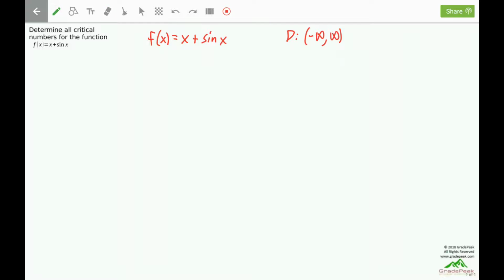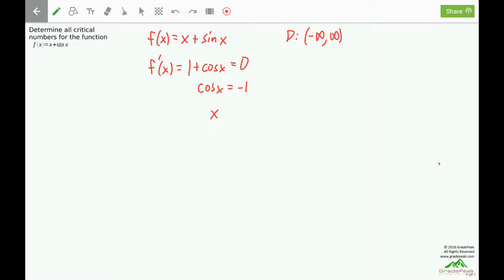The next thing to do is find the derivative. F prime of x equals first term, constant times x, derivative will be the constant. Derivative of sine is cosine. We now set the numerator equal to 0, and the denominator, if there's one, also equal to 0. Subtracting 1 from both sides, cosine of x equals negative 1.